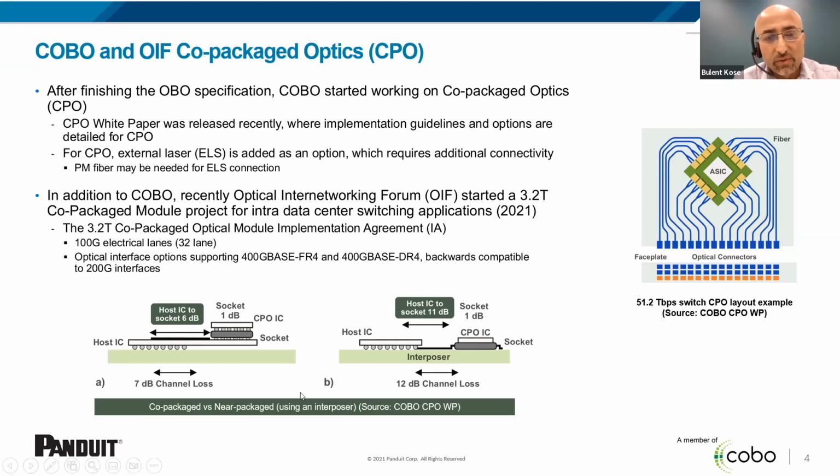The picture on the left shows two different options to do this. One of them is co-packaged optics. The other one is also called near-packaged optics, or using an interposer. With the interposer, rather than putting the optical modules on the same PCB, you put them a little bit away, and then there is another electronic circuit, the interposer, to make the connection. And you can tell the attenuation difference, 7 dB channel loss versus 12 dB channel loss through the interposer. But this could be useful depending on the design criteria.